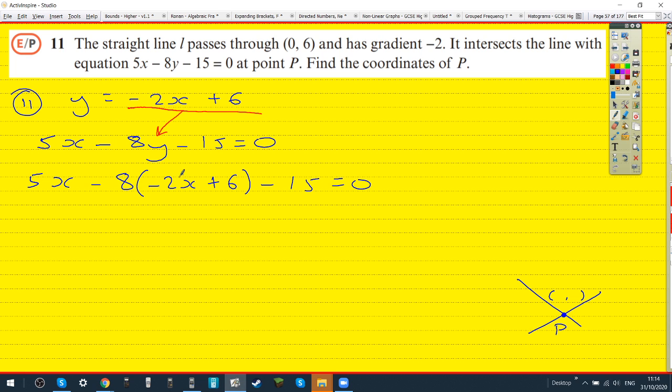So it'd be 5x plus 16x minus 8 times 6, 48, equals 0. And don't forget your minus 15. Oh yeah, minus 15 equals 0. And then you could simplify it. Yep. So it'd be 21x minus 48 minus 15, minus 63, equals 0.